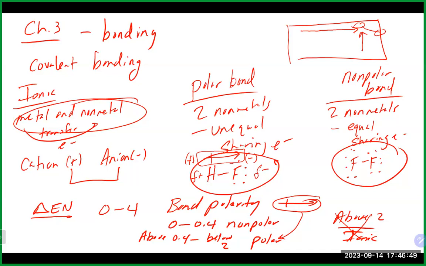As we'll talk about in the next chapter, when we get 3 or more atoms involved in a molecule, there's a couple different things that you have to look at to determine whether or not a molecule as a whole is polar or nonpolar.